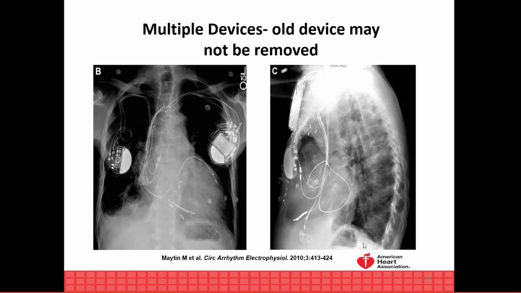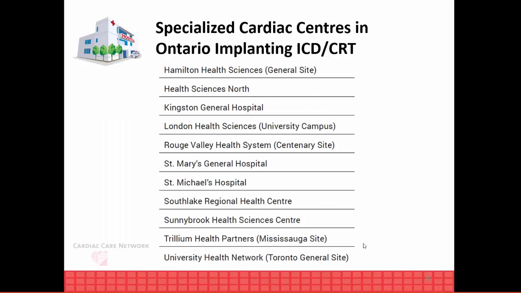So there are 11 sites in Ontario that are specialized cardiac implant centers for both ICD and CRT devices, and they're listed here. They're also listed, as well as their phone numbers, on the Cardiac Care Network of Ontario's website.